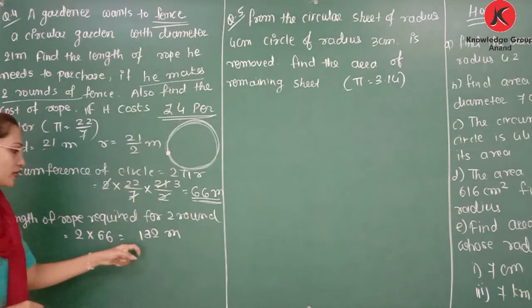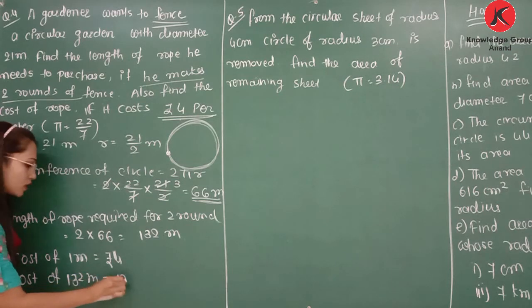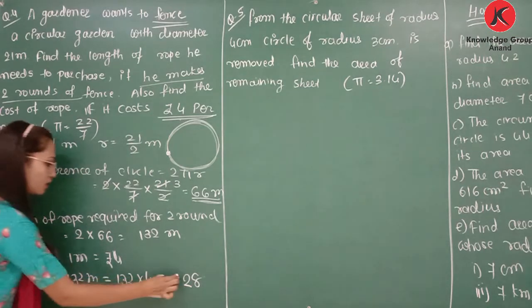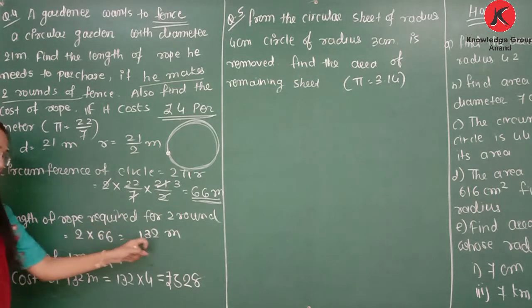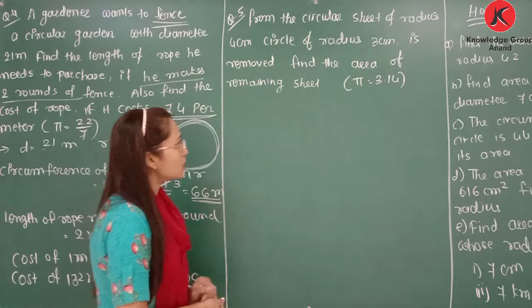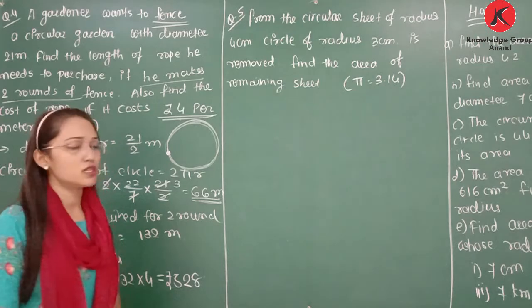Okay. Now next is written, the cost is 4 rupees per meter. Cost for 1 meter is 4 rupees and we need to purchase 132 meter. So we can write cost of 1 meter is 4 rupees. So cost of 132 meter is 132 multiply 4, that is 528 rupees to purchase a length of 132 meter rope, where the cost for 1 meter is 4 rupees. Clear?